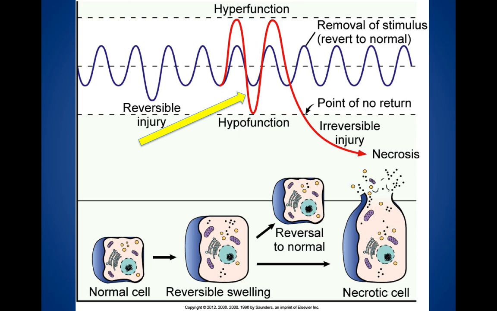On the other hand, if the stresses become too great, a cell can be pushed beyond its ability to adapt. This diagram, therefore, shows that cell injury can be reversible or irreversible. Cells can be stressed and then recover, or they can be pushed beyond the limits of homeostasis to the point of no return, which ends in cell death through necrosis.